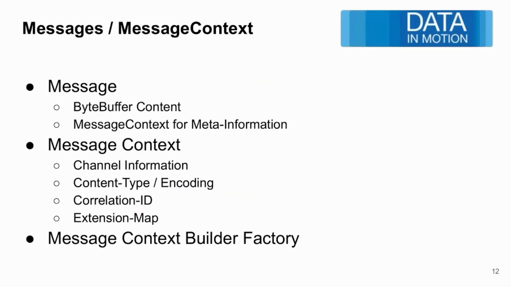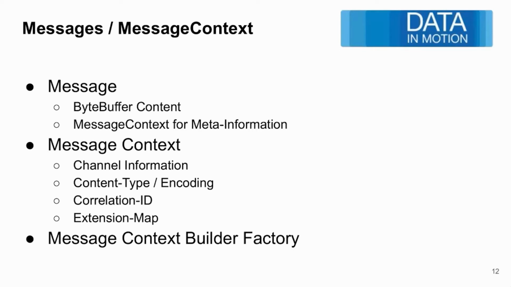So now we want to take a look at what's the difference between messages and message context. A message is a simple wrapper that represents the content that wants to be sent. We use a byte representation that enables us to send all kinds of content. In addition to the content itself, the message contains a message context. This is comparable to message headers or properties. In this case, the message context is more typed and contains meta information about the message.